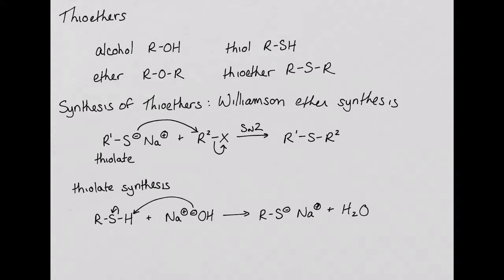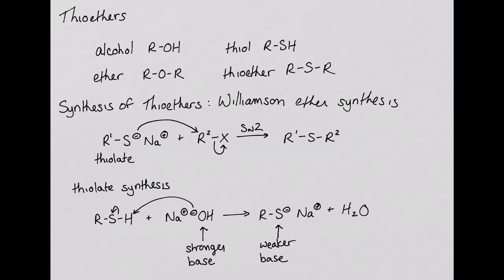We can determine that the equilibrium for this reaction lies to the right if we compare the strengths of the bases. Hydroxide is a stronger base than the thiolate ion. This is because sulfur is larger than oxygen and can better stabilize the negative charge. Therefore, it's happier with the negative charge and the weaker base. Remember that an acid-base equilibrium favors the formation of the weaker acid and base pair. Therefore, this equilibrium lies to the right, and we can use sodium hydroxide to deprotonate the thiol and synthesize the thiolate for a Williamson ether synthesis.